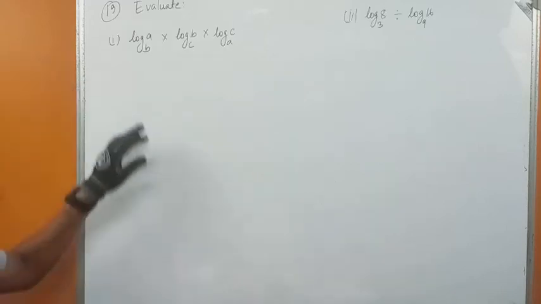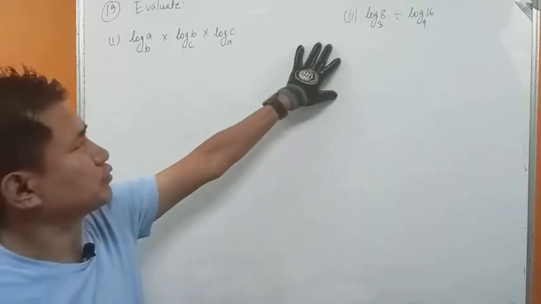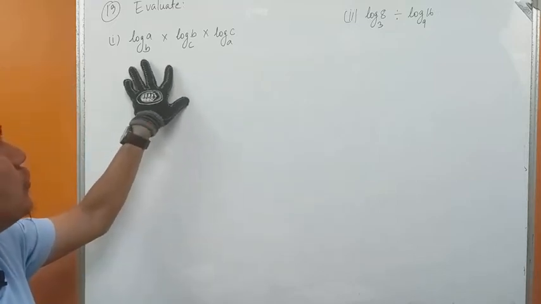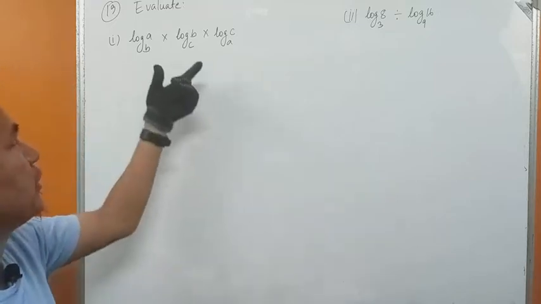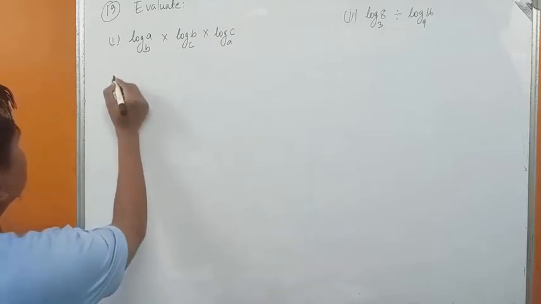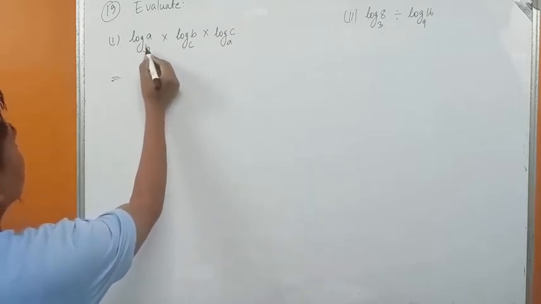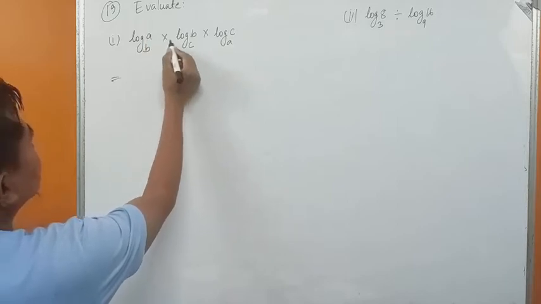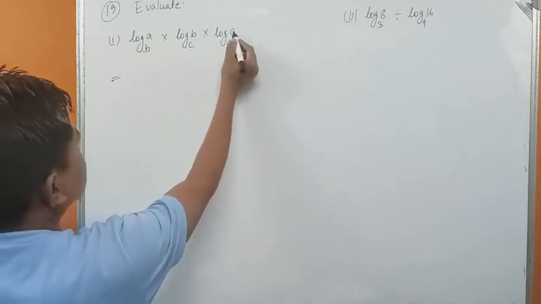This is question number 1 of 19 and this is question number 2 of 19. Okay, so we are asked to evaluate. Evaluate means we are asked to find the value of this given expression. So let us find the value of this expression: log a to the base b into log b to the base c into log c to the base a.